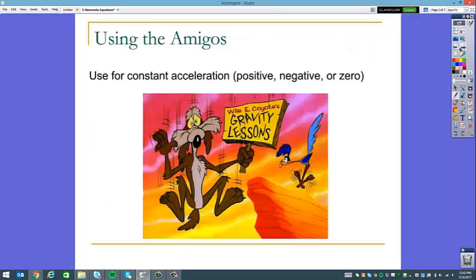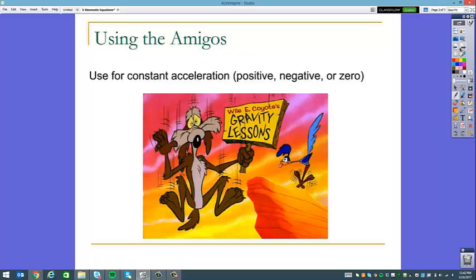So within using the 3 amigos, there's a couple times when you can use them. And by a couple, I mean these are what has to be true in order for you to use the amigos. In order to use the amigos, you have to have a constant acceleration. That can either be a constant positive acceleration, a constant negative acceleration, or it can be 0.